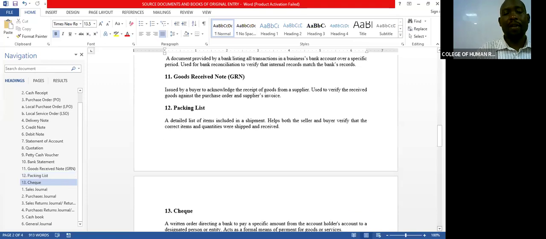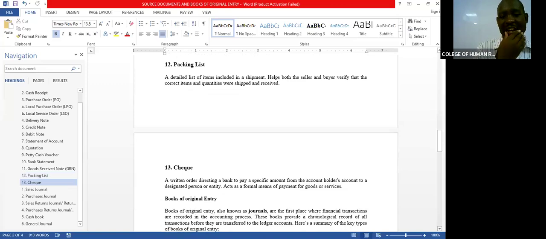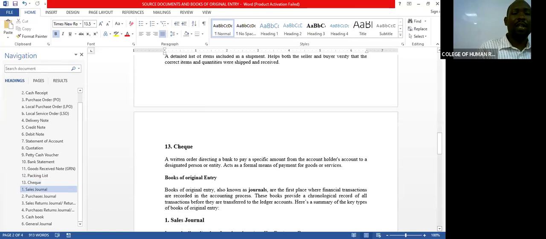That is it. Actually, we have the last one, which is the check, which is a formal way of making payments through your bank. Instead of using cash, especially when the amount is a bit huge, you just write a check, requesting or ordering your bank to pay a certain amount of money from your account to a particular person. So it is a formal means of payment for goods or services. So those are the commonly used source documents.